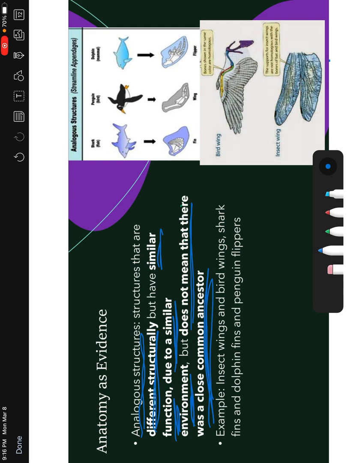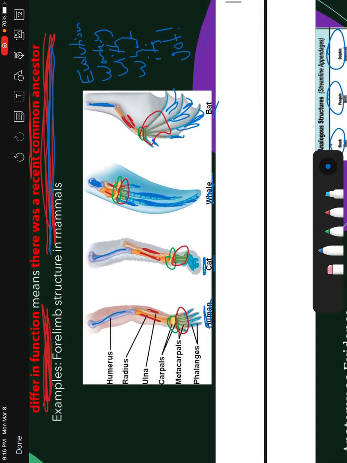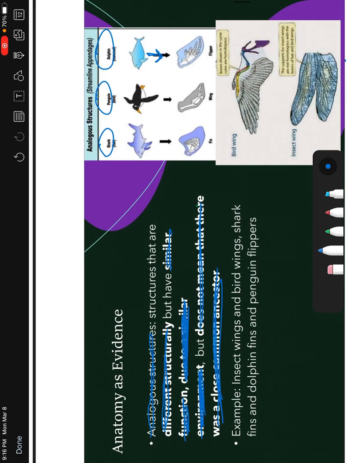Okay, and the reason that these body parts, limbs, those sorts of things are going to be similar in function but different in their structure is because they are in a similar environment. So for example, we have a shark, a penguin, and a dolphin. The shark, the penguin, and the dolphin all spend time in water. The shark and the dolphin spend the most time in the water, obviously. So the dolphin is going to have a flipper that looks a lot like the whale's flipper in the previous example.